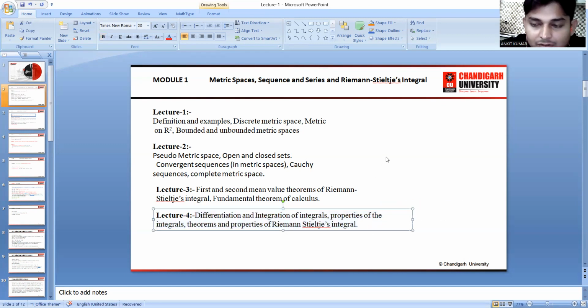So basically in the fourth lecture I will discuss the differentiation and integration of integrals, properties of the integrals, theorems and properties of the Riemann-Stieltjes integral.